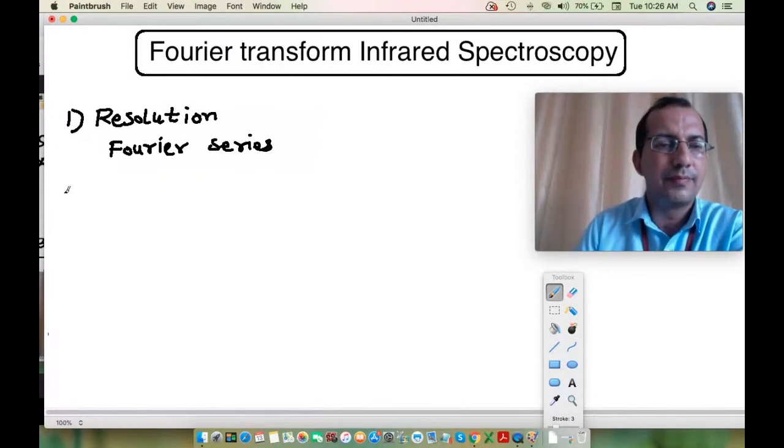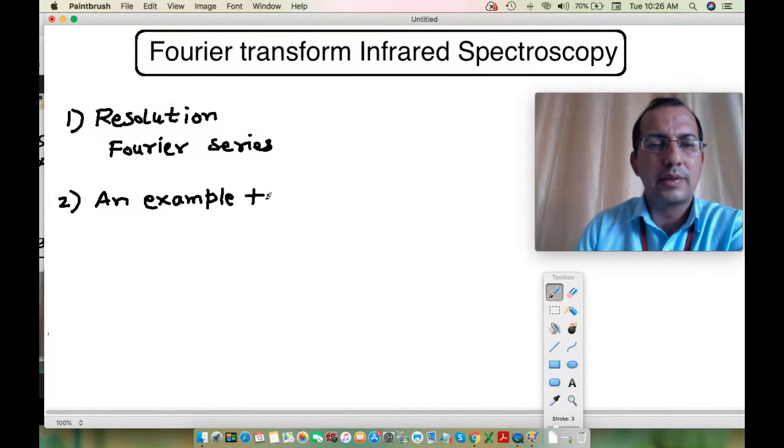A little bit. And after that, we would like to come to the point where we solve the problem of a molecule. Take an example of a molecule to understand FTIR, to understand FTIR data.